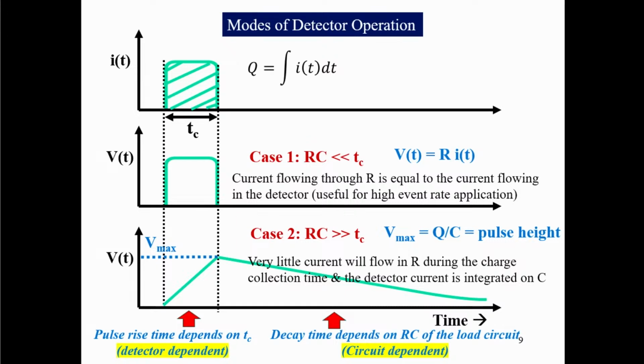So, the rise of this pulse depends on the detector charge collection time. So, it is a property of the detector, and this decay time depends on the time constant of the load circuit. So, it is the circuit property, circuit dependent. Okay.